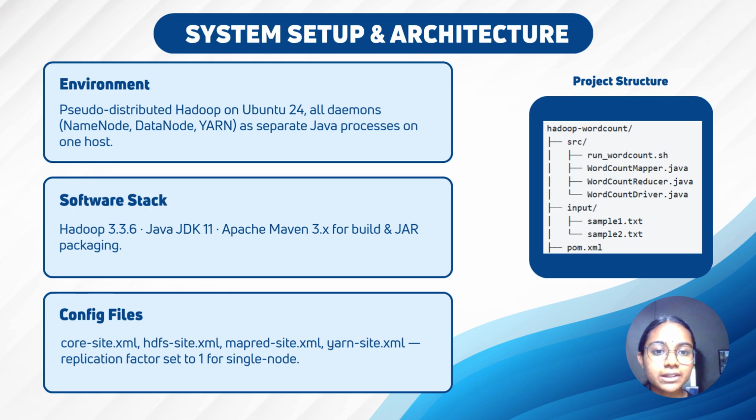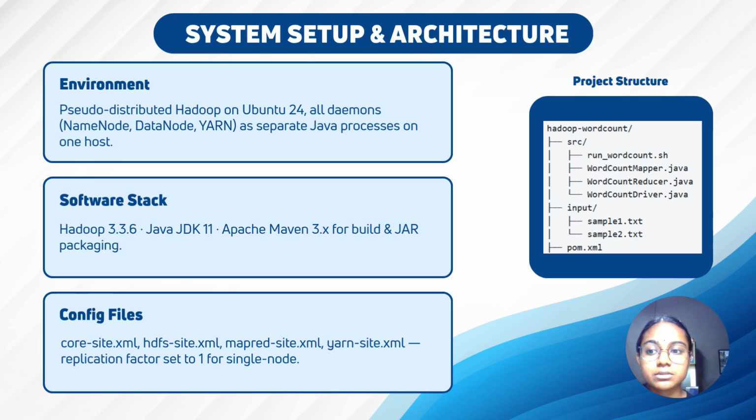Our software stack is Hadoop 3.3.6, Java JDK 11, and Apache Maven for building and packaging our JAR. Configuration was handled through the four standard XML files, including HDFS, Mapred, and Yarn, with the replication factor set to 1 since we are on a single node. The project is organized cleanly: source files for the mapper, reducer, and driver, input text files, and a pom.xml for Maven.